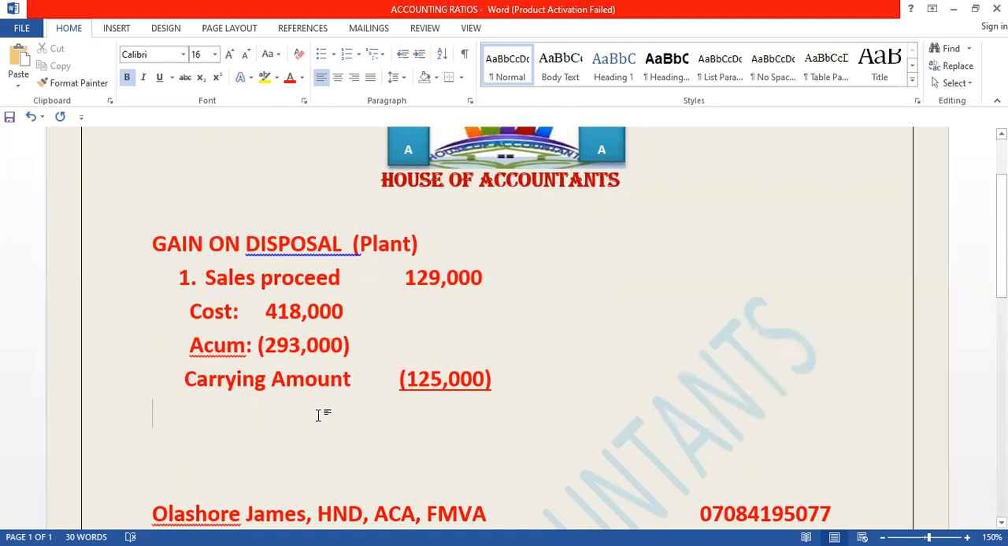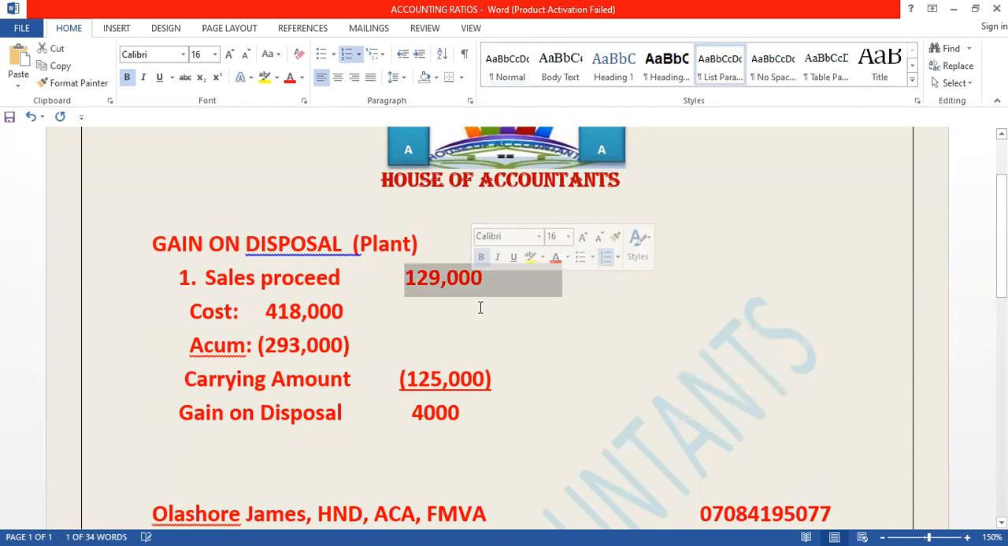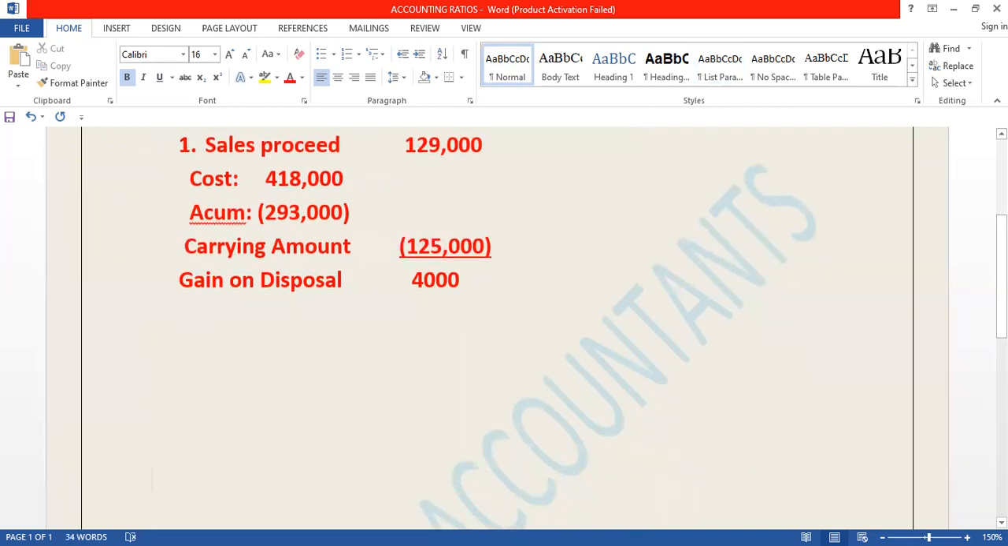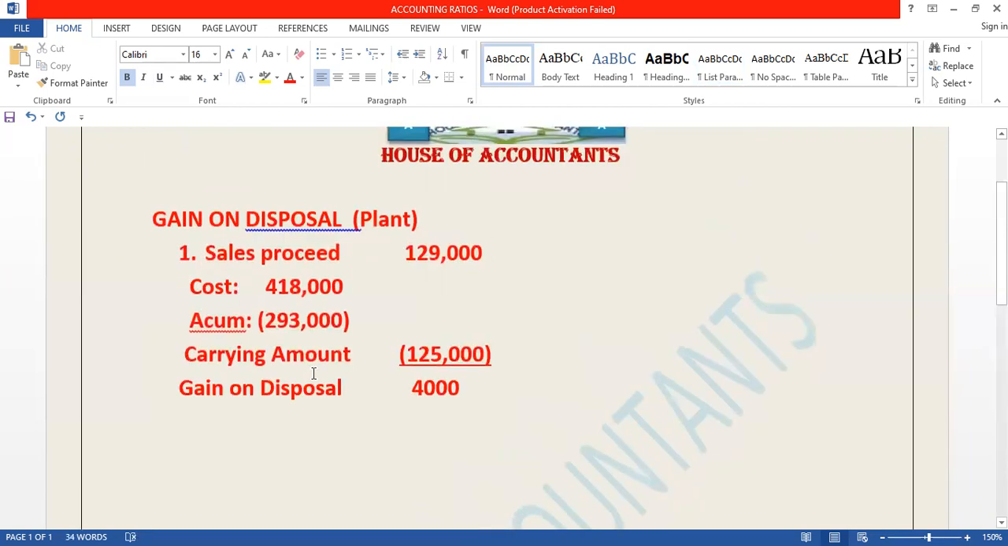Yes. Is that what we got before? This will be giving us gain on disposal, 4,000. Now we're having a gain because the sales proceed is higher than the carrying amount. So we are selling it for more than the value of that asset. Are we good with that? Yes. Okay, so let's go to the second one.